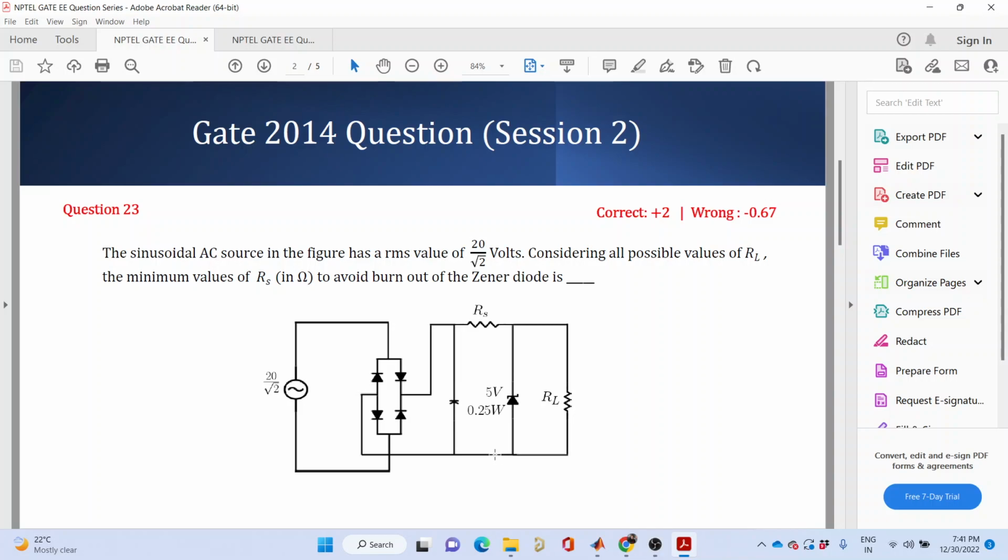Yes, sir. Okay, so this is a full bridge rectifier circuit that you can see in the diagram over here, and there's a capacitor placed across it, and there is a Zener diode as you can see over here. So what has been asked to you is, considering all possible values of RL, what value of RS you must choose so that the Zener diode does not burn out. That is the question that was asked in the GATE question. So try to solve it and tell me how you are going to solve it. I'll give you 2 minutes to solve. You can do it mentally also. It's a very simple sum, but still.